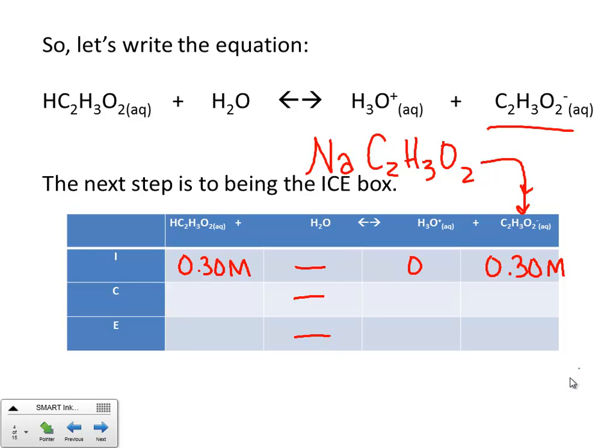So let's make our change line. We've got our minus x, we've got our plus x, we've got our plus x. So we've got 0.3 molar minus x, we've got x, and we've got 0.3 plus x.